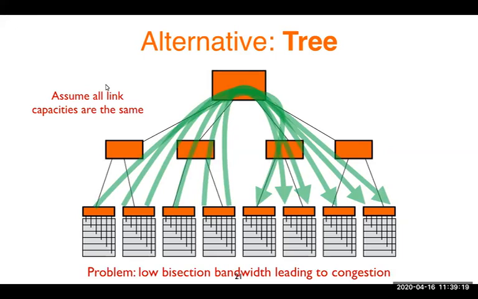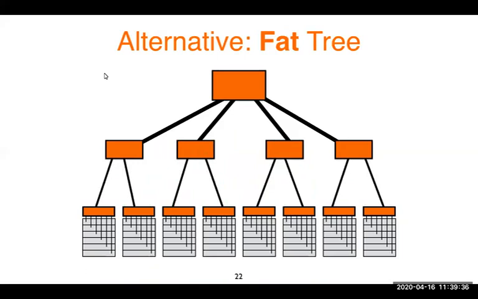If all the servers on the left-hand side decided to talk at the same time to all the servers on the right-hand side, we're going to very quickly overload that tree at the top, the node at the top, and the links at the top. So this wouldn't work either. What we might then consider is something called a fat tree.